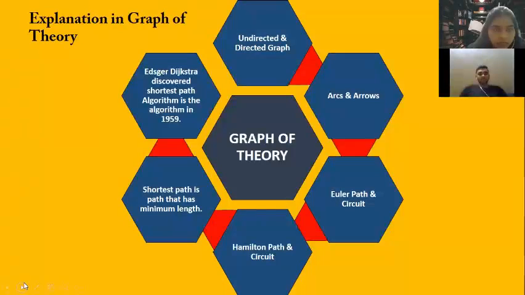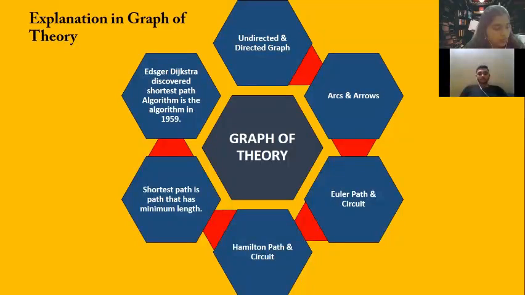So this is the explanation in graph theory. First will be undirected and directed graph. An undirected graph is a collection of points called vertices joined by lines called edges. A directed graph consists of a set of vertices and a set of edges such that each edge is associated with an ordered pair of vertices. Next will be arcs and arrows. The arcs are ordered pairs of vertices. Arrows indicate the directed edges. Therefore, the degree of vertices create a path in a graph that makes a cycle or circuit in a graph.